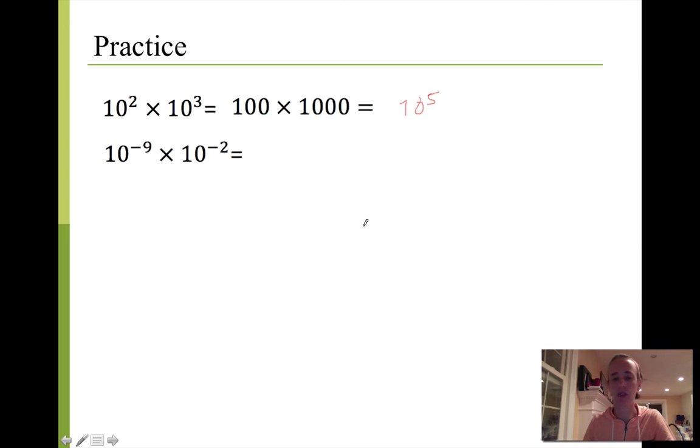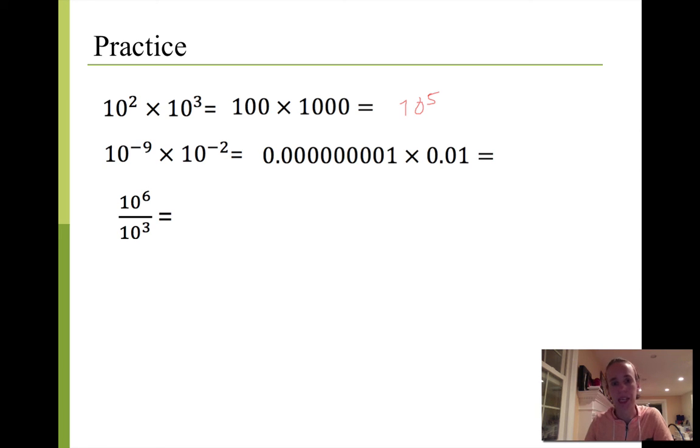I'm not going to write the answers for all of these. Here, again, if I'm multiplying, I'm just adding the exponents, but look at that. That's pretty messy to look at. If you've got all those zeros that you're trying to keep track of, it's really easy to make a mistake. But if we're just adding these exponents, 10 to the power of -11.